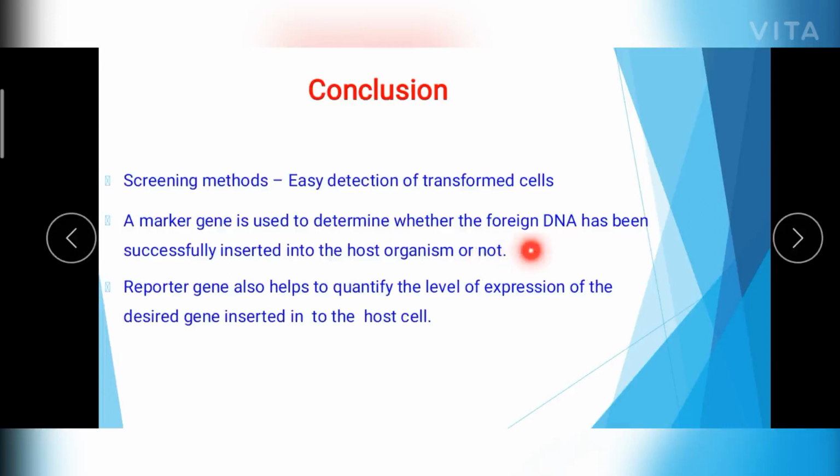You will be able to select the transformed cells from the non-transformed cells by using certain selective agents like antibiotics or herbicides. The second type is the reporter gene. So along with the detection of the transformed cells, you will be able to quantify the level of expression of the desired gene by using methods like flow cytometry and spectroscopic methods. You will be able to quantify the level of expression of the inserted foreign gene.